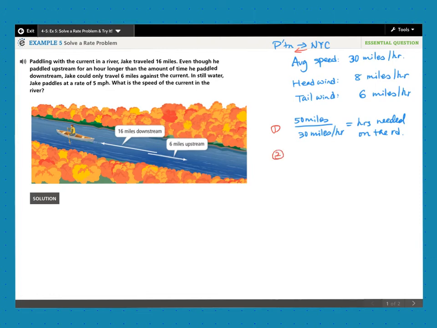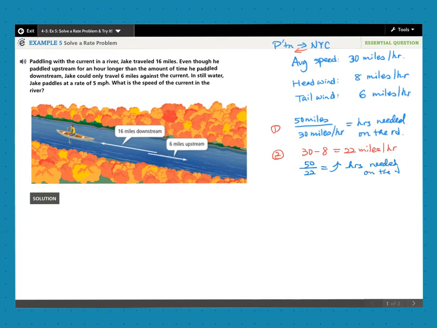Scenario number 2, now I have a headwind, so it's blowing into my face, it's stopping me from going as fast. In this case, my average speed goes down from my original speed, and the headwind is 8 miles per hour. So now my new speed is 22 miles per hour. So I'm going slower, right? If I go slower, the distance hasn't changed, but the denominator is smaller. So the total number of hours needed on the road has increased.